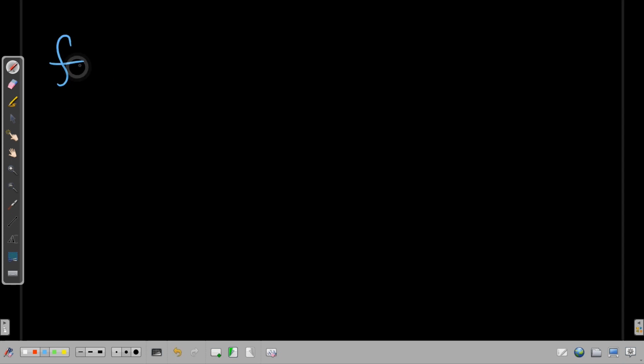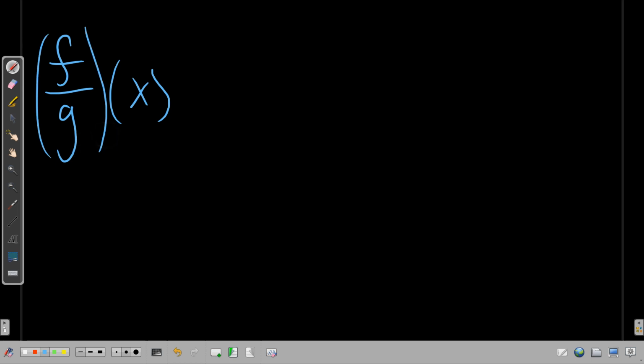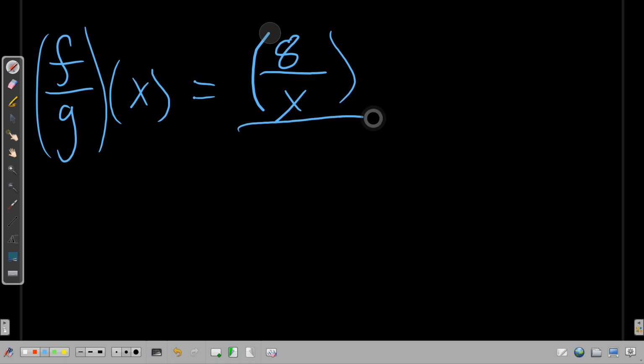But then they get to f over g, and then it'll be different. So f over g would be 8 over x, and let me, I guess, write it like this: 8 over x and then 10 over x plus 10.